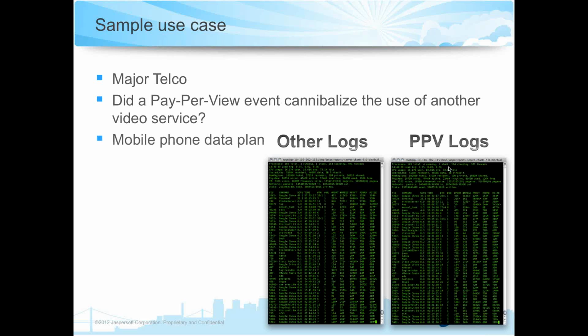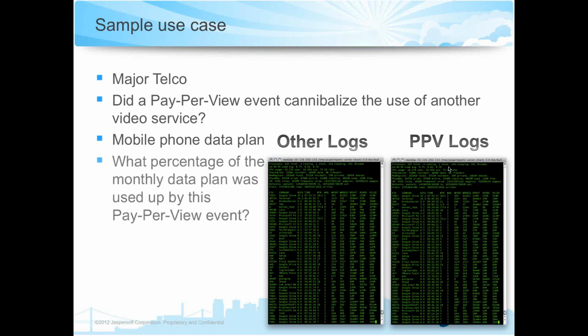And then in this case, their business question was, all right, well, for the different users that logged in, let's correlate this with what their mobile phone data plan is to figure out if this is a significant thing. Like, did this event use up a big portion of their monthly data plan? And even that, the implications aren't entirely straightforward.